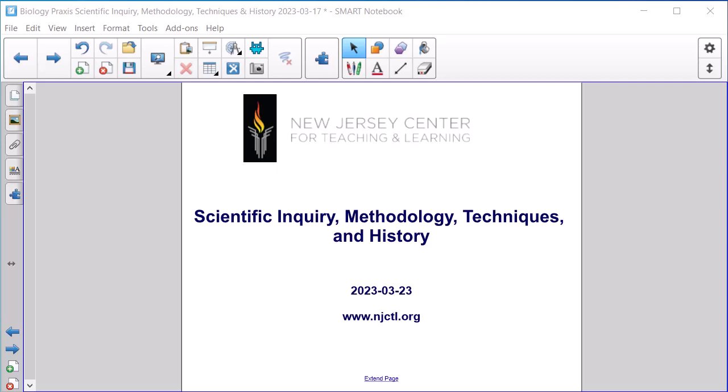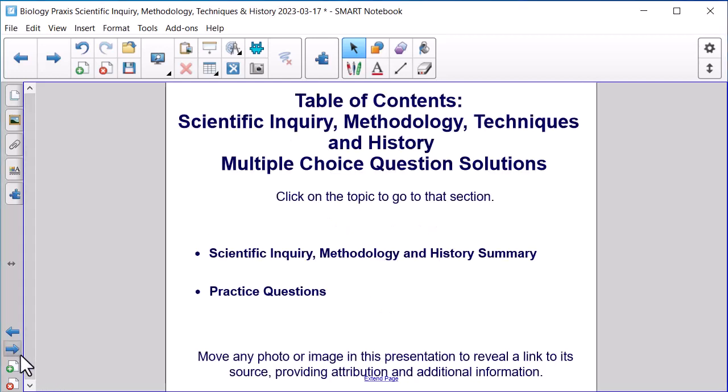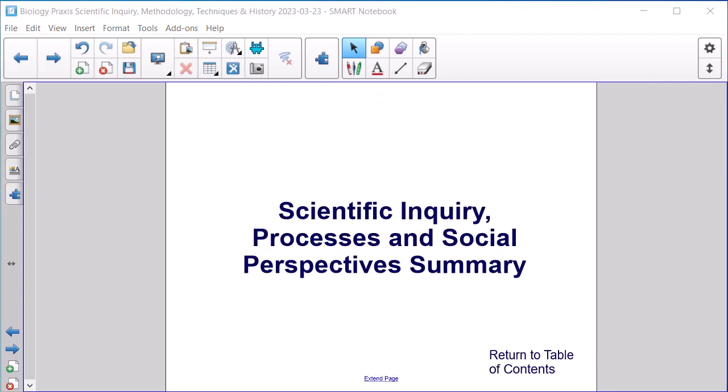Scientific inquiry, methodology, techniques, and history. First, we'll go through a summary of scientific inquiry, methodology, and history. And then we will work on some practice questions related to that you might see on the biology Praxis exam. Scientific inquiry, processes, and social perspectives summary.